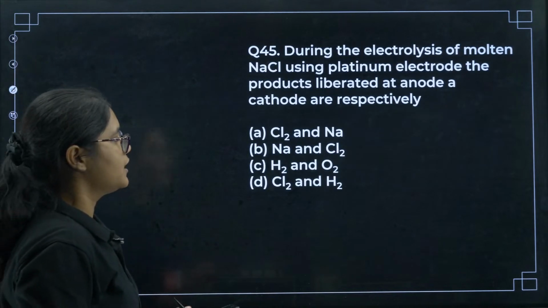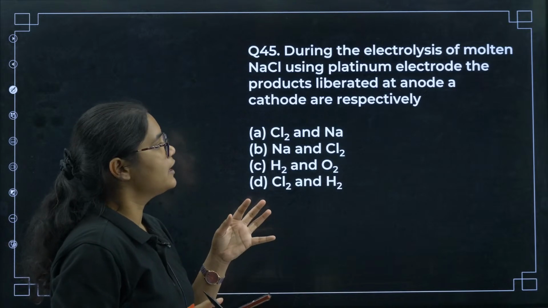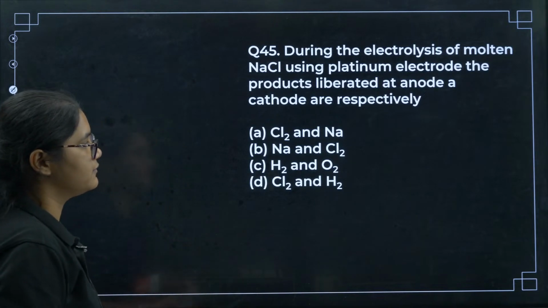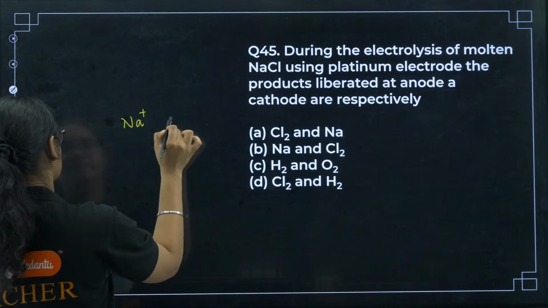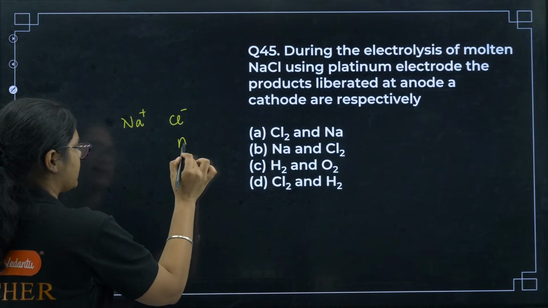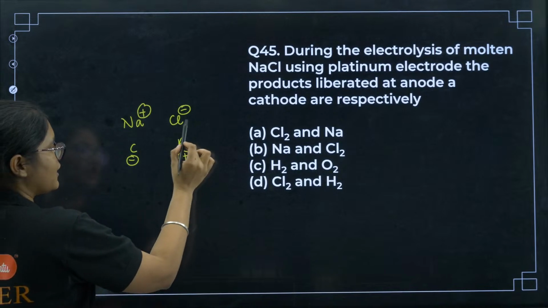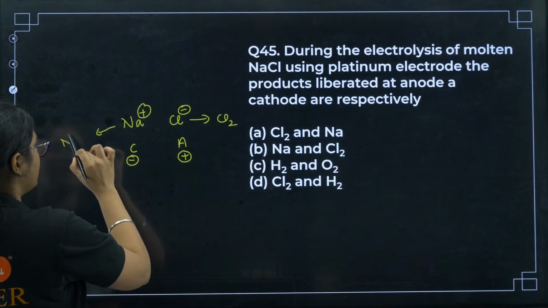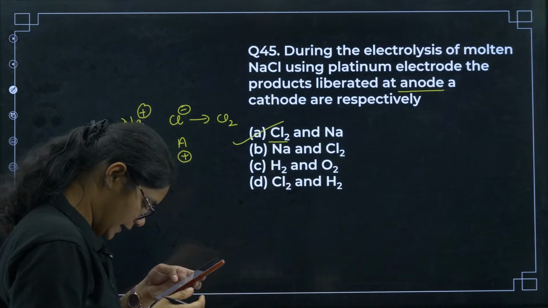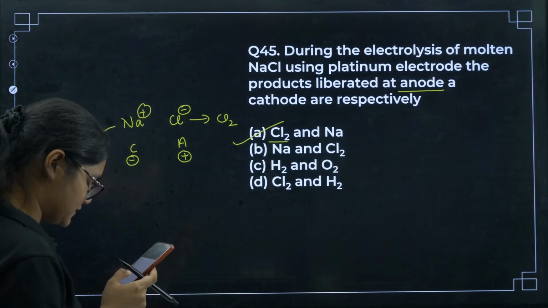Disappointing again. 45. During the electrolysis of molten NaCl using platinum electrode, the products liberated at anode and cathode are, respectively. You have electrolysis of Na plus and Cl minus. Na plus is positively charged, it will move towards the negative electrode. Cl minus is negatively charged, it will move towards the positive electrode. So at anode Cl minus gives Cl2, and at cathode Na plus gives Na. At anode it will be chlorine gas, so option number A. Yes, 45A is the correct answer.